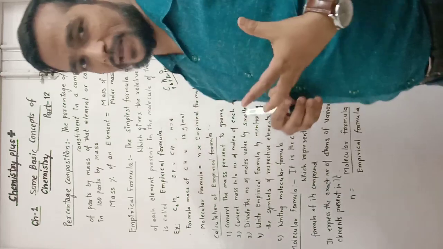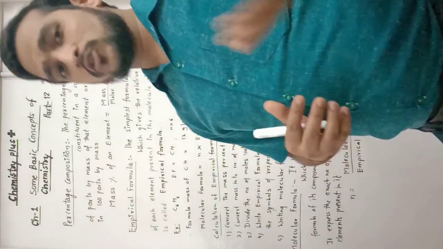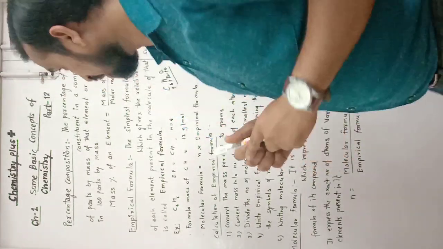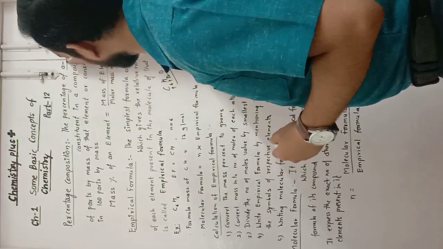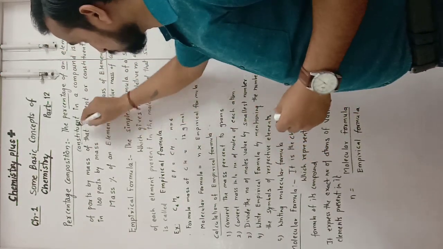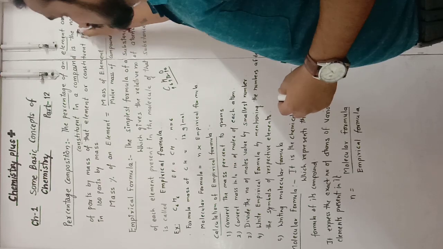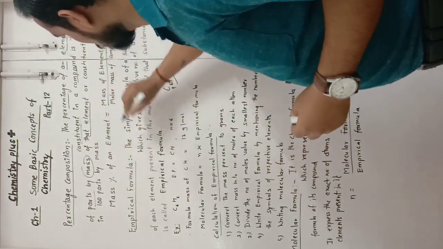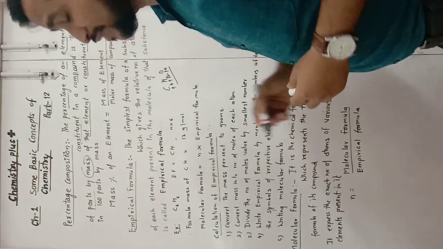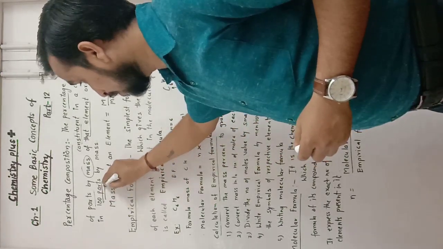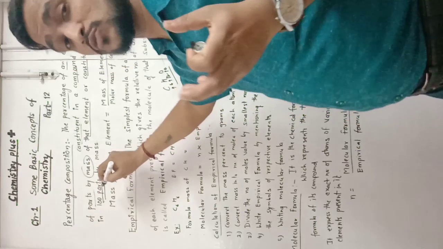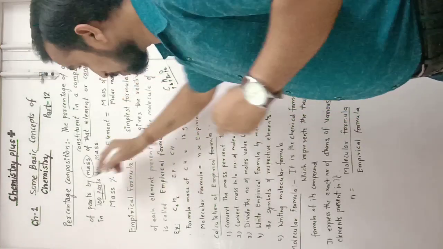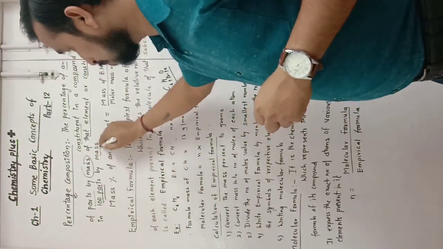This is our topic. According to the percentage composition, it is defined as the percentage of an element or any constituent in a compound is the number of parts by mass of that element or constituent present in 100 parts by mass. That's why you call it percentage by mass.